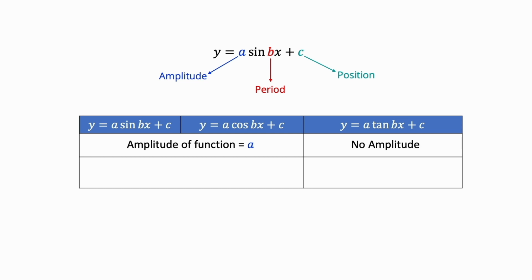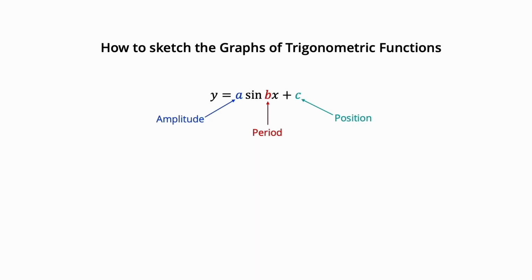Tangent function has no amplitude due to its curve tends to infinity. Sine and cosine function have a period of 360 degrees. Therefore, the period of sine and cosine functions equals 360 degrees divided by b. Tangent has a period of 180 degrees. The period of tangents equals 180 degrees divided by b. How to sketch the graph of a trigonometric function with the help of the corresponding graph?